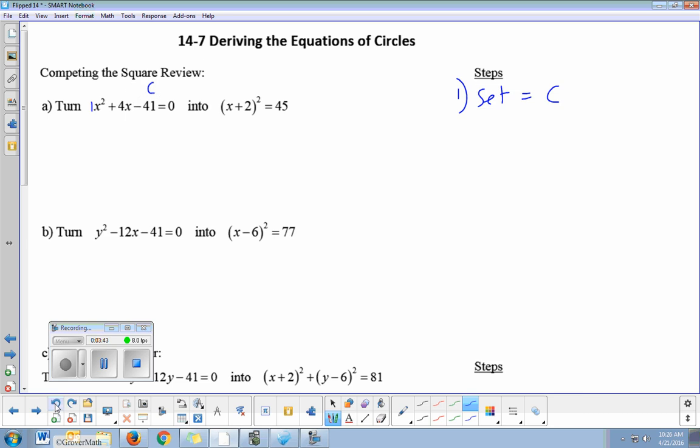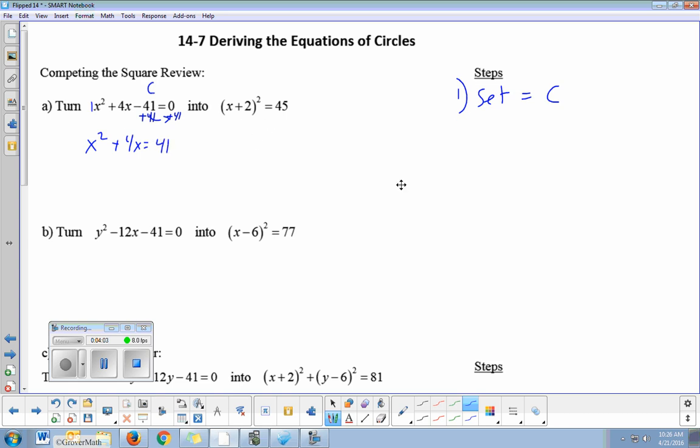Basically, it's just a number without a variable attached to it. We want to set it equal to the constant. What that means is I need to move the constant to the other side, and we're going to do that by the typical addition and subtraction. So I'll add 41 to the other side. That gives me x squared plus 4x equals 41.